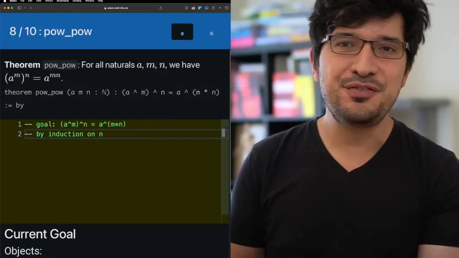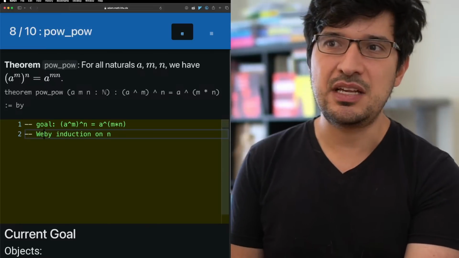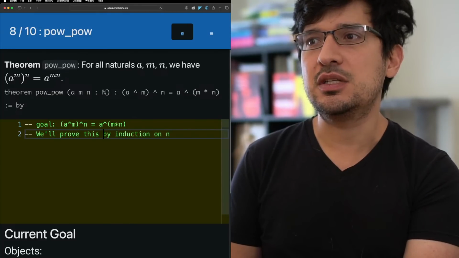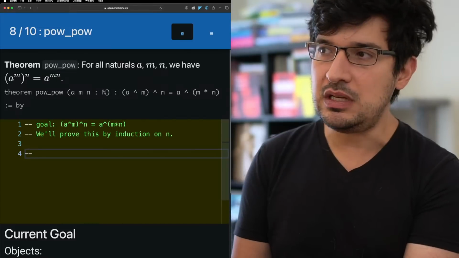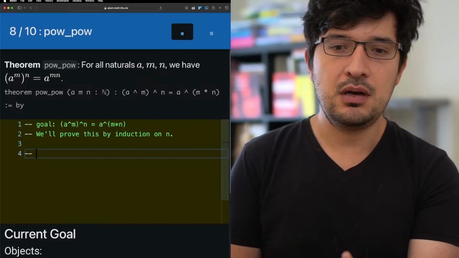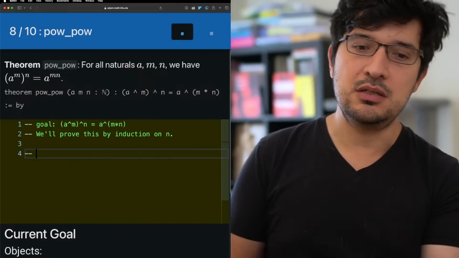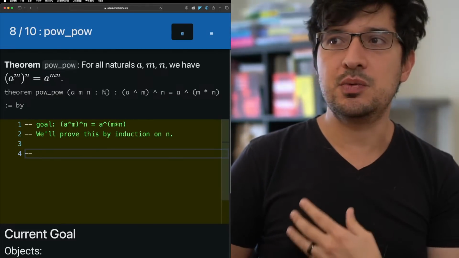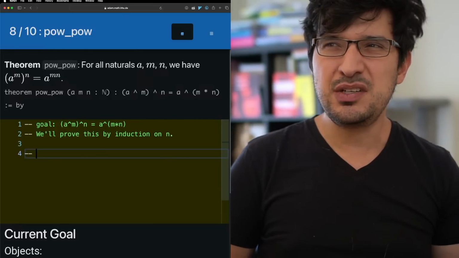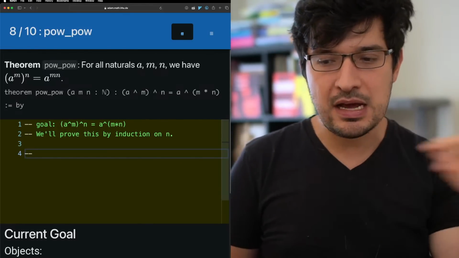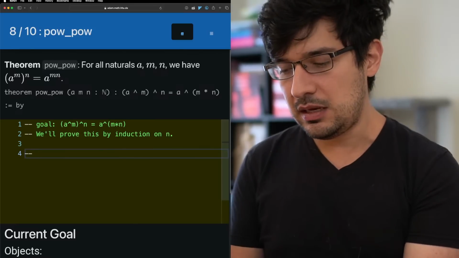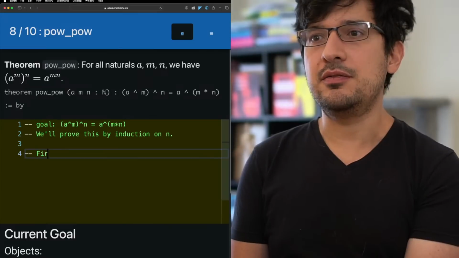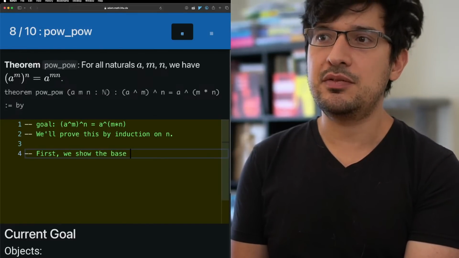Maybe I'll write it in full English sentences, like it would be a real proof. We'll prove this by induction on n. A lot of people don't see pure mathematics. You'll only learn basic engineering mathematics. In pure mathematics, you write full sentences, and you try to avoid fancy symbols, even. You write out a full sentence when you can. It's important. We'll prove this by induction on n. First, we show the base case.